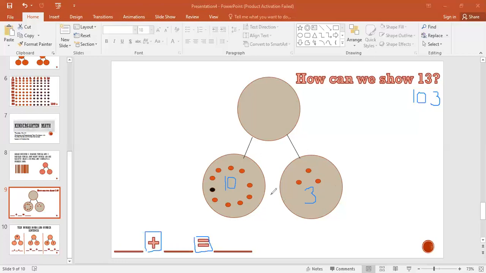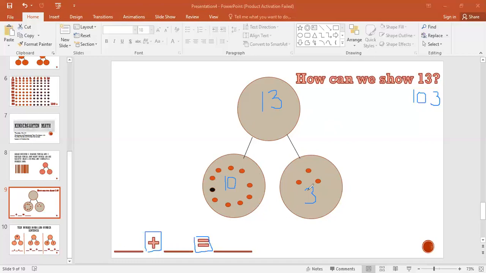All right, guys, so I know if 10 and 3, what number is going to go here? What number will be my total? 13. Great job. Because I know 13 is decomposed. That means broken up into 10 ones. These are all ones. And 3 ones. 1, 1, 1. 13 is broken up into 10 and 3. Please repeat that with me. 13 is broken up into 10 and 3.